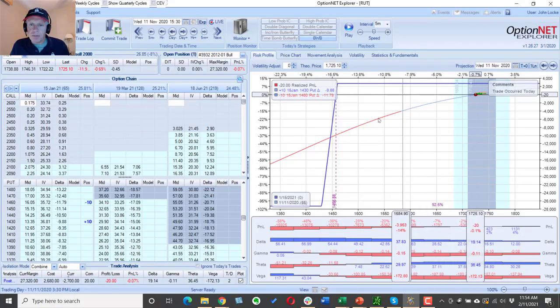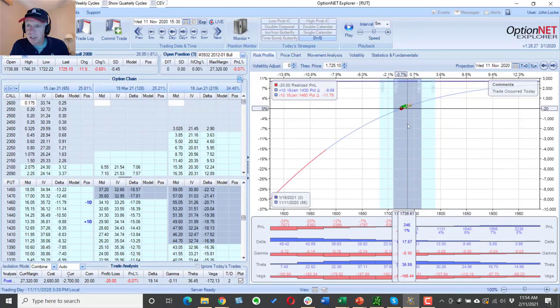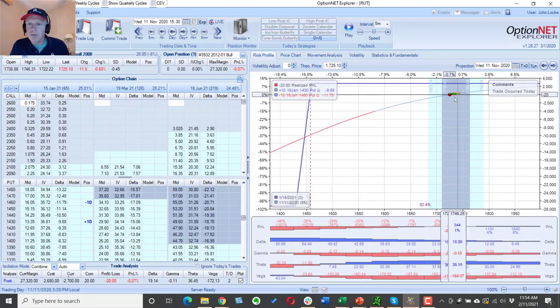And this other line that goes from red to blue and eventually to green, but you can't really see it here, is called our T+0 line, and that is the estimated value of the position at any given price point on the Russell 2000 as of today. Over time, this T+0 line shapes itself to our expiration line until we hit expiration, and then of course it is the expiration line.